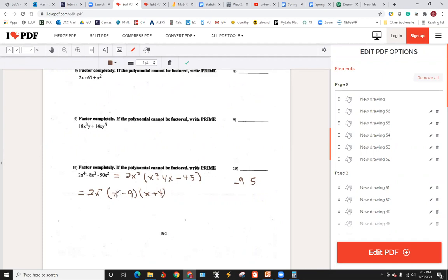And you can kind of check it out. X times x is x squared. X times 4 is 4x. Whoa. This is 5. Sorry. That's the importance of checking it. X times 5 is 5x. Minus 9 times x is negative 9x. 5 minus 9x is negative 4x. And 9 times 5 is negative 45. So that's it. Any questions about that?